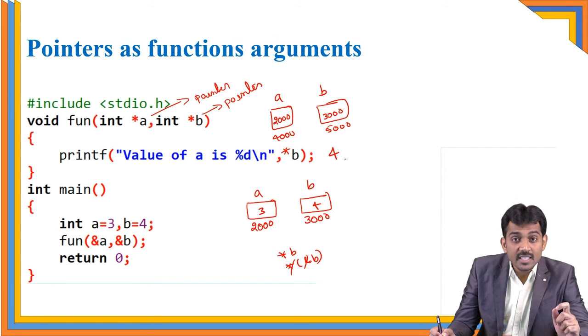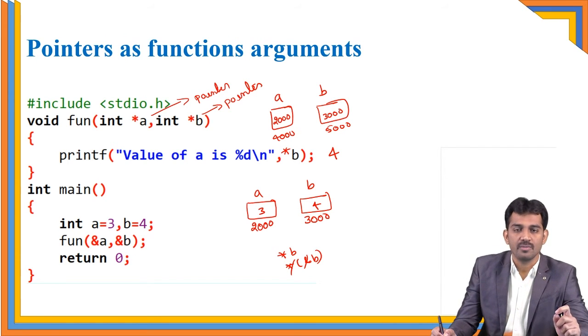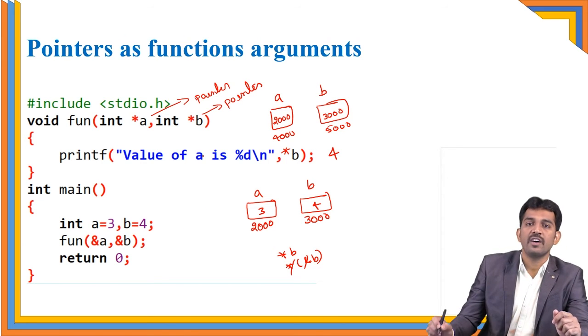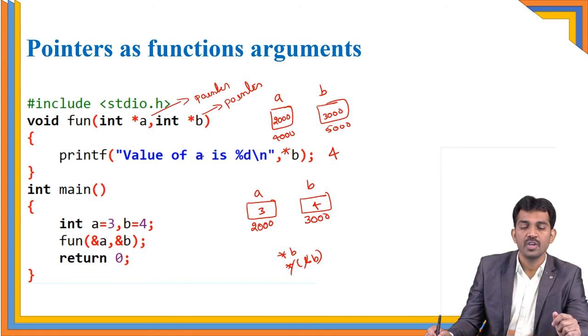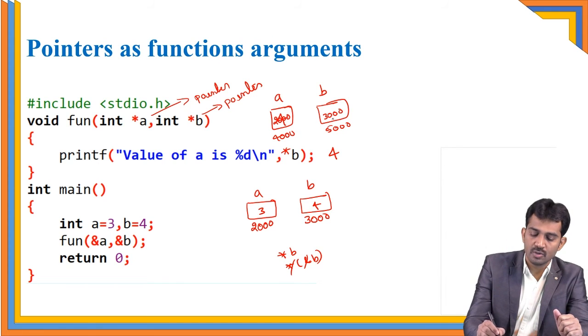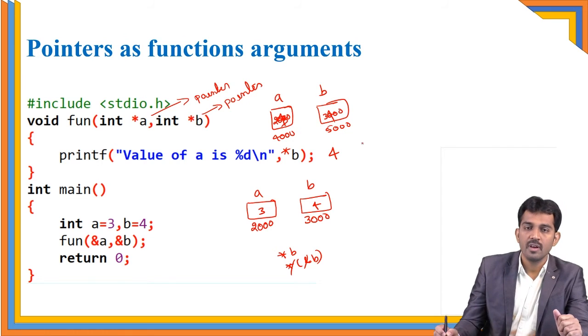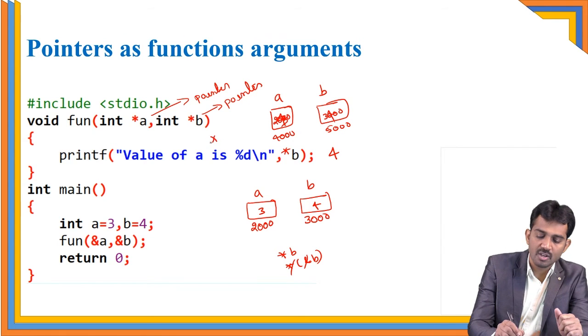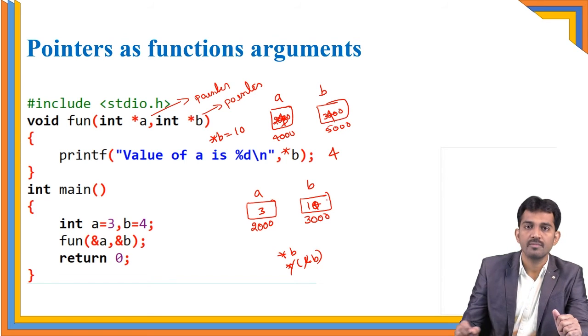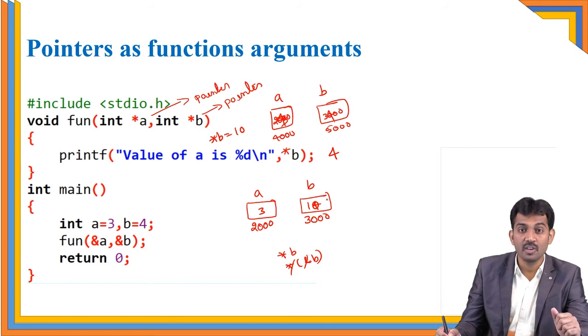Is this clear? This is the call by reference concept. This refers to call by reference, which means you are sending the reference to the function instead of sending the normal variables. If you send the normal variables, it creates two sets of data: here also 3, here also 4. If you make some changes, for example star b equal to 10, the data is going to update here also. Is this clear? This is the concept of call by reference.